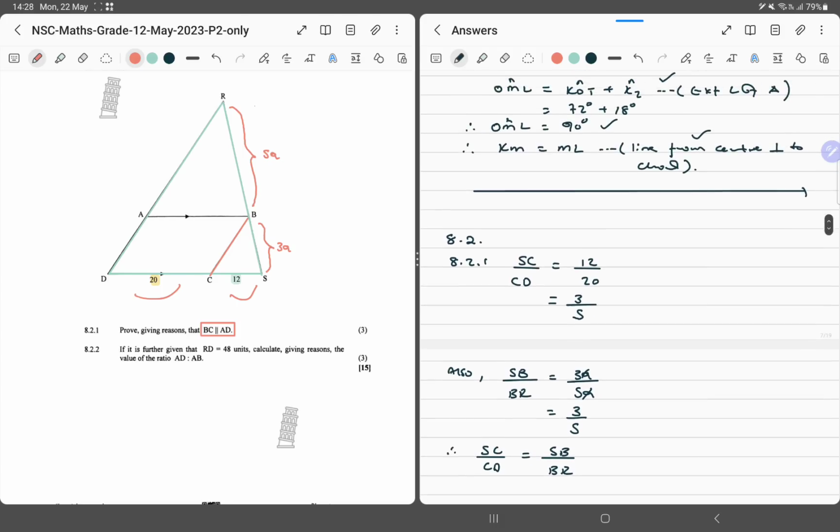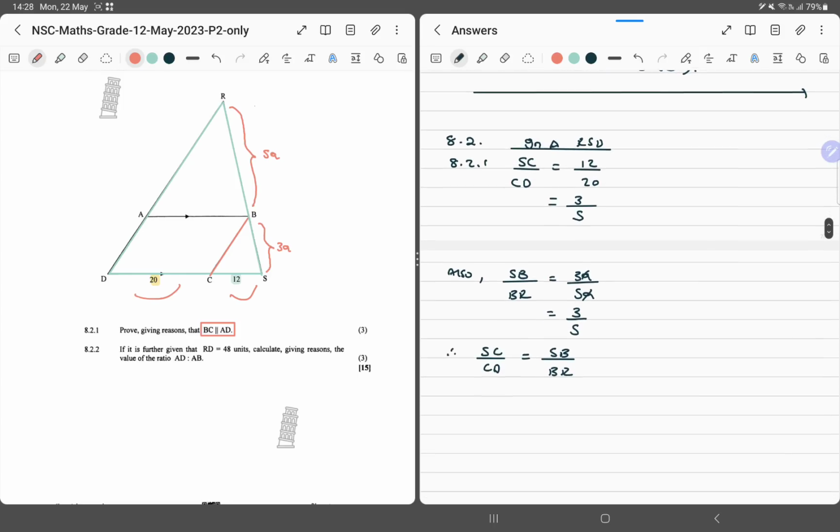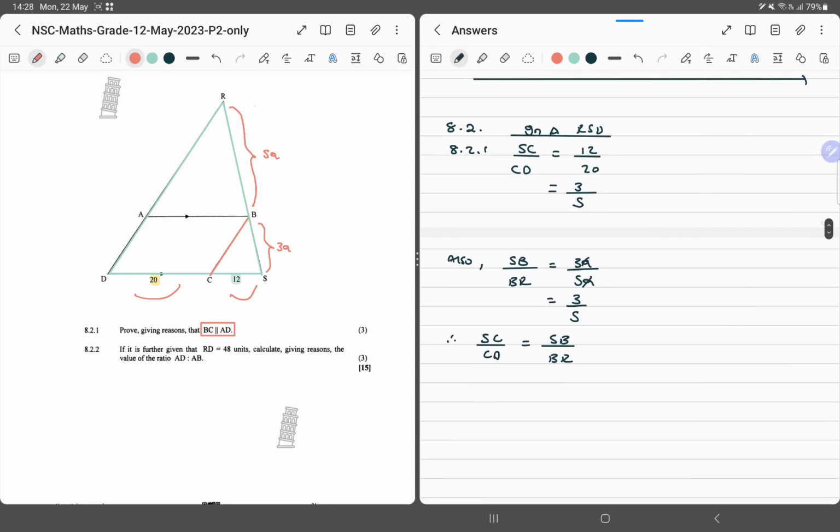BR. In fact, we should have stated that in triangle RSD. That's what we're talking about, okay? Now, if that is the case, and because they are of the same ratio, because they are each equal to this 3 over 5.